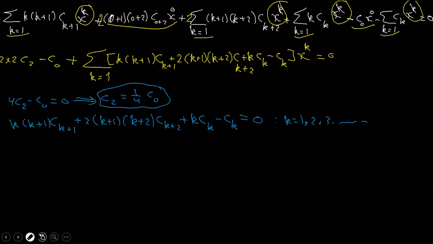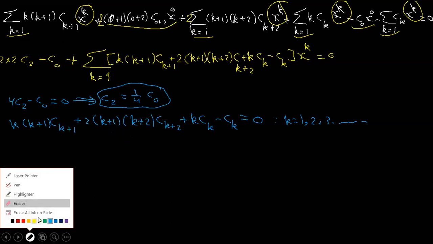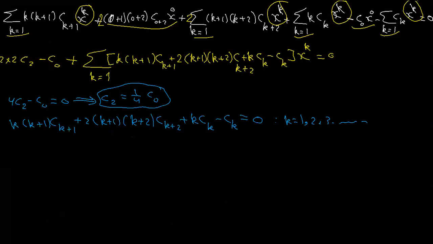Now, what I'm going to do, I can start plugging in the value of k. So here, if your k is 1, let me call this equation star. In equation star, my k is 1. So 1 times (1 plus 1), so it is 1 times 2, C of (1 plus 1), it's C2, plus 2 times (1 plus 2), it is 3, C of (1 plus 2), it is C3, plus 1, C1 minus C1 equals 0.